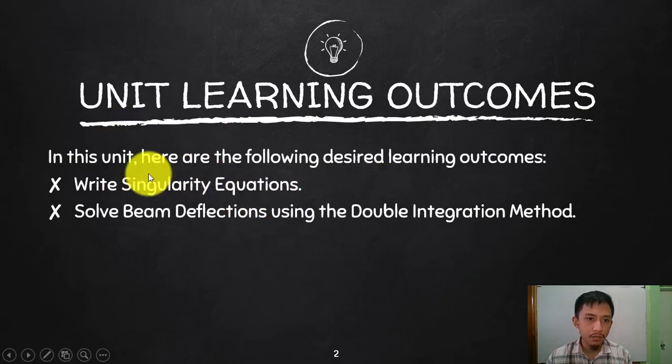So in this unit, these are your unit learning outcomes. We are going to write singularity equations. What is the singularity equation? And how will that differ from the moment equation that we used to establish before in the previous module? And then, of course, to solve beam deflections using the double integration method.